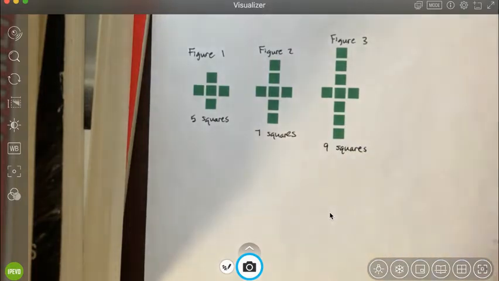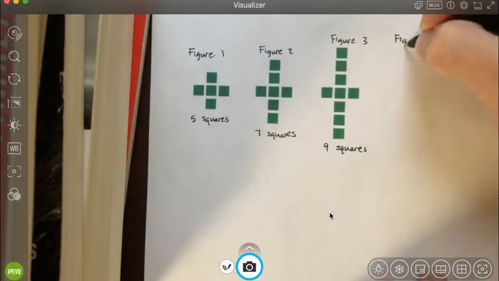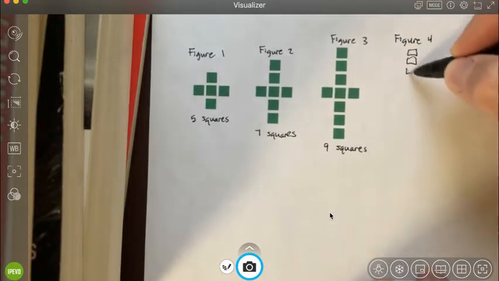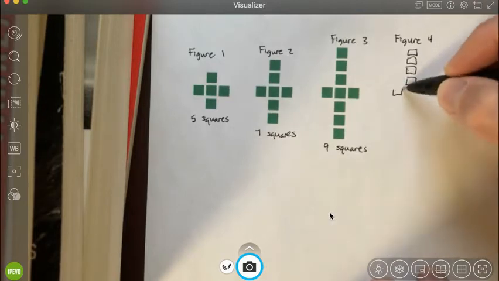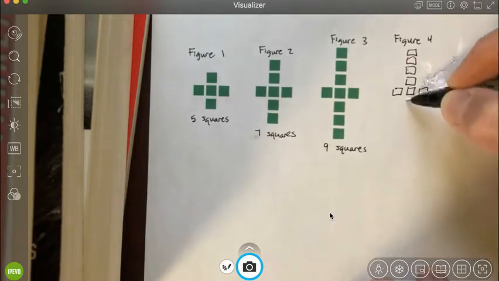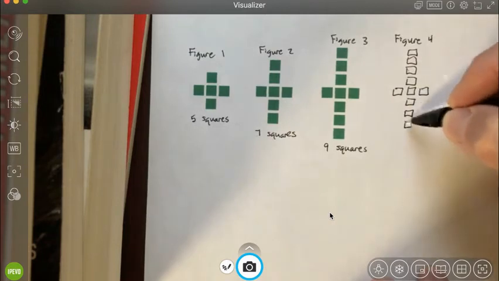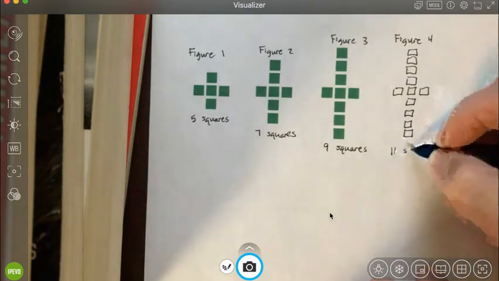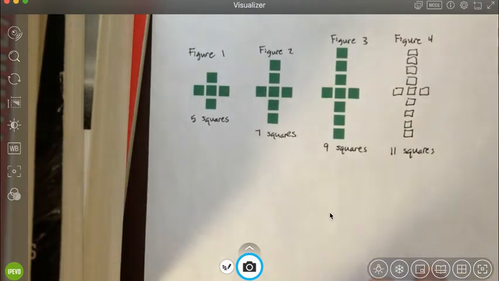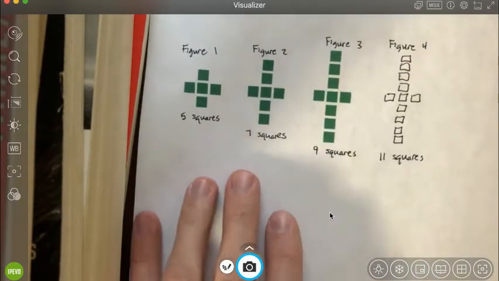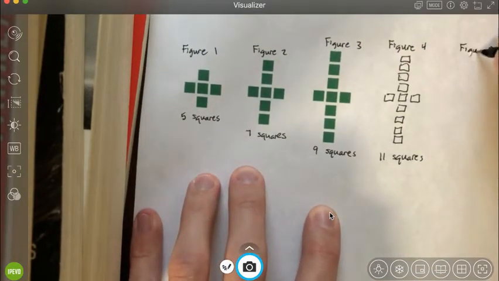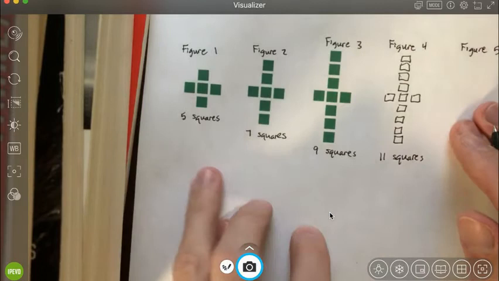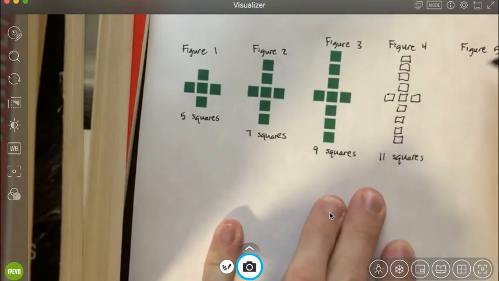So based on this pattern, if I had to guess, I'd say figure 4 is going to do the same thing, but it's going to have an extra block on the top and an extra block on the bottom. And if you count all of this out, you're going to see that there's 11 squares. My guess is that if I go to figure 5, there's going to be 13, because I'm seeing this pattern, it's going up by 2 squares each time.